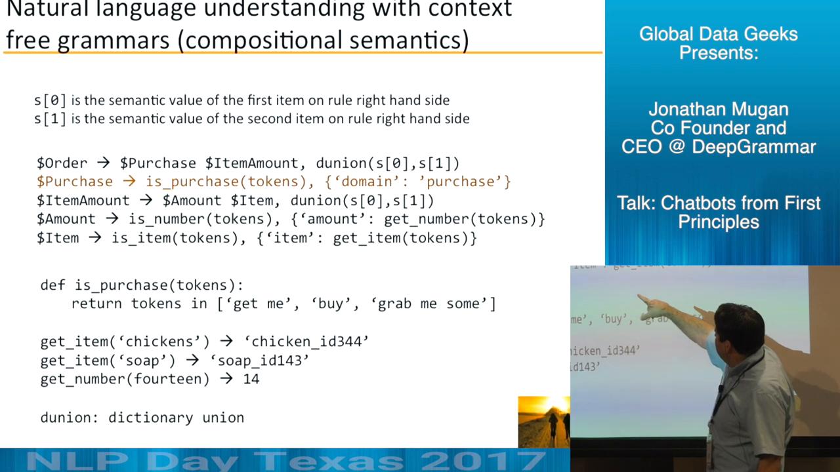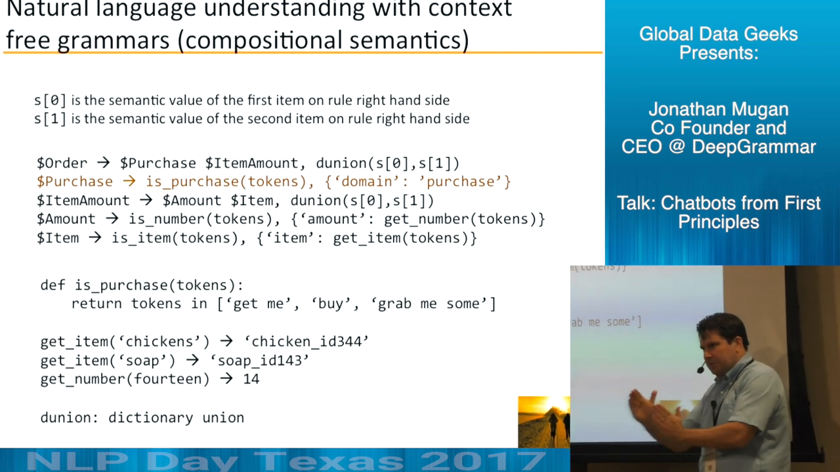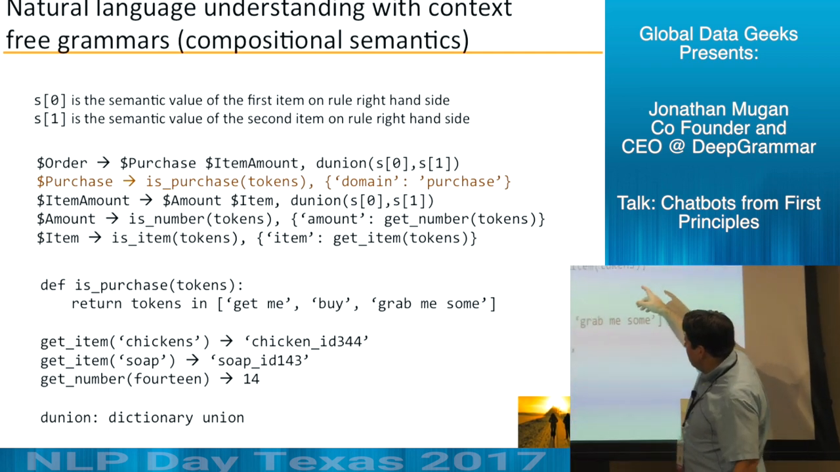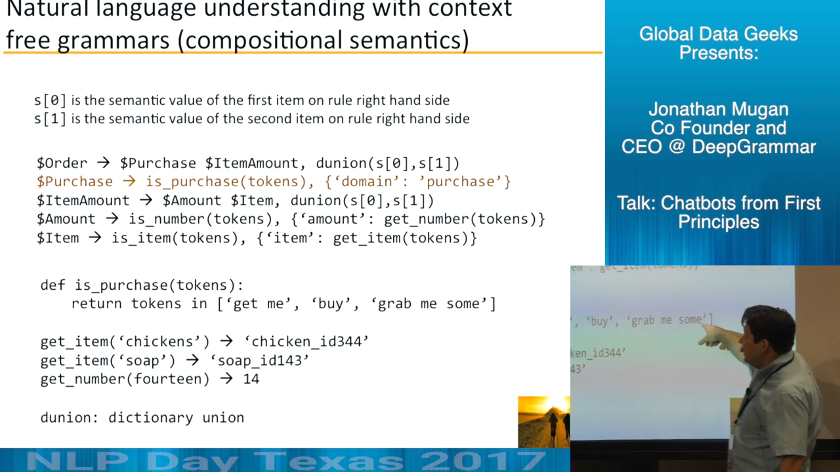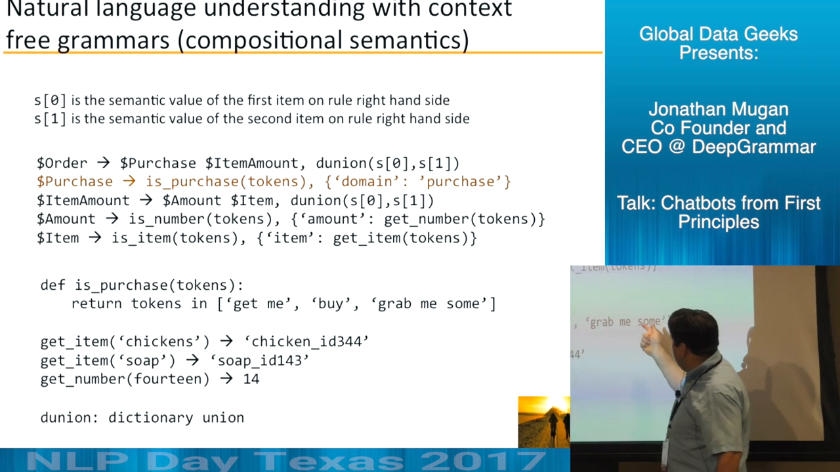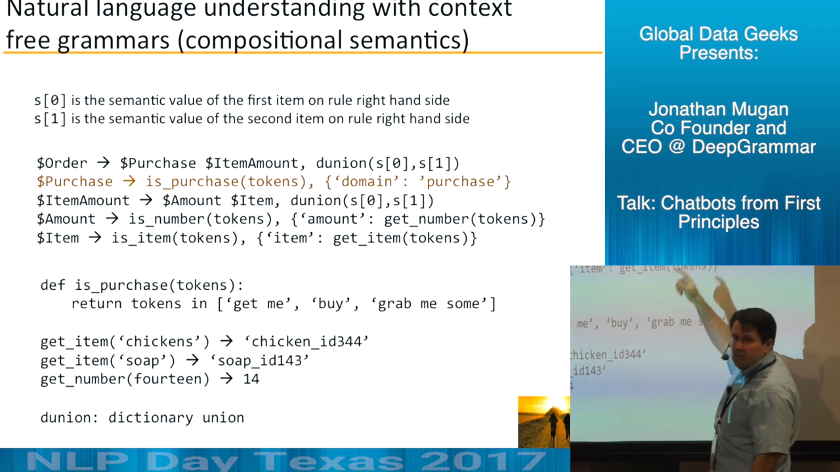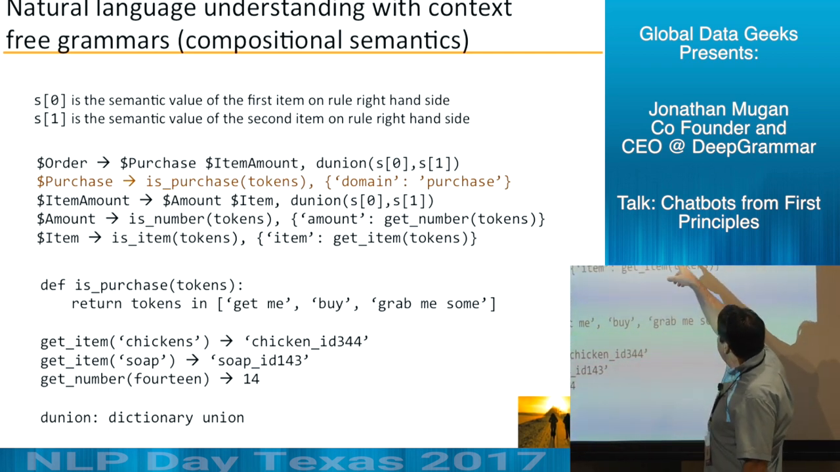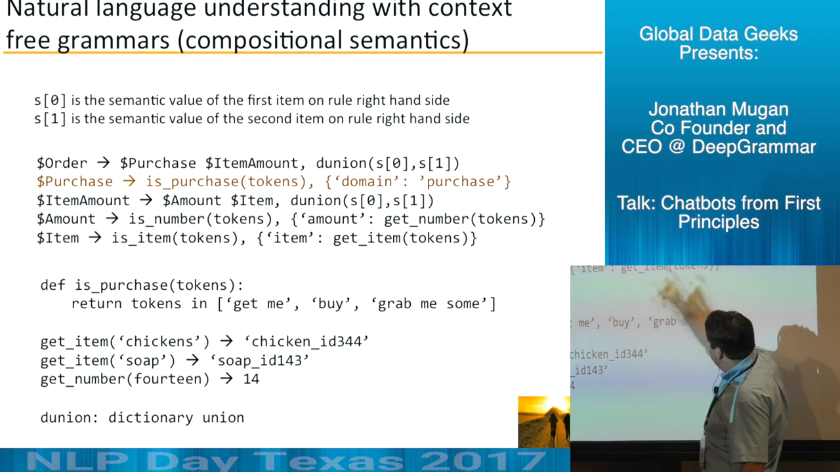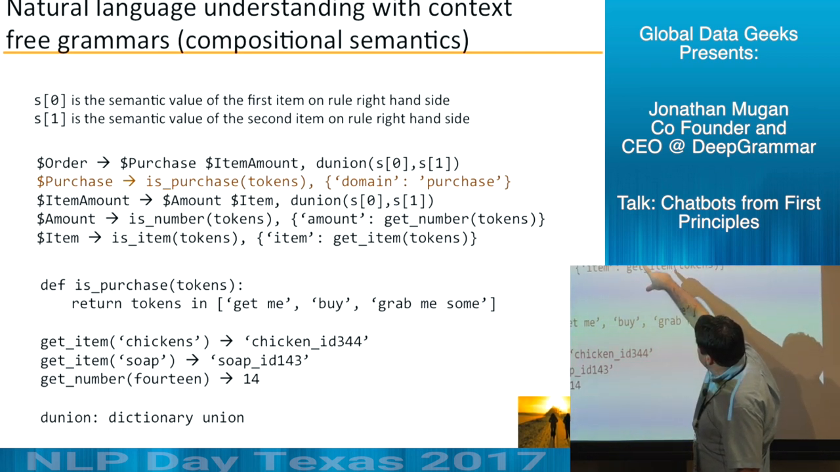Well, what is actually a purchase? So I've defined a little function called isPurchaseTokens, because we have our grammar that looks at groups of tokens, our parser. And so I say isPurchase is the, I've manually defined "get me," "buy," "grab me some," right? So if you have tokens that fit any of these patterns, then isPurchase is triggered. And then I say, okay, this person is purchasing something. They're not returning something. They're not just asking for the price. The main purchase. And that's the meaning if you use these things. And this will get unioned with this item amount.